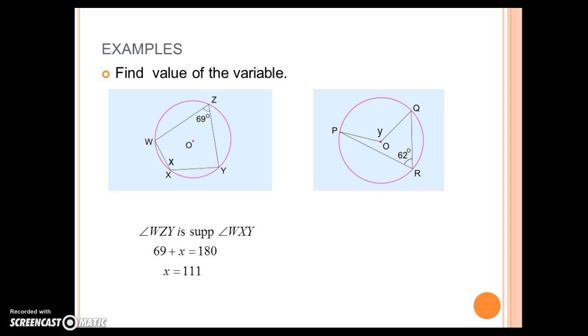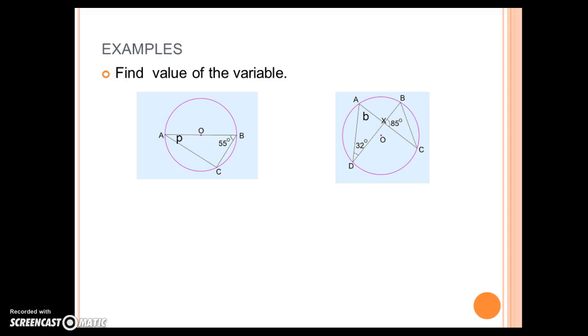And the second one, we're finding y. Y is a central angle, which means it's the same as the arc. Now I know that PQ is going to be twice as big as 62 degrees, or angle QRP, because it's an intercepted or inscribed angle. So twice 62 is 124. So that means the arc PQ is 124, which means the angle is going to be the same, 124 degrees.